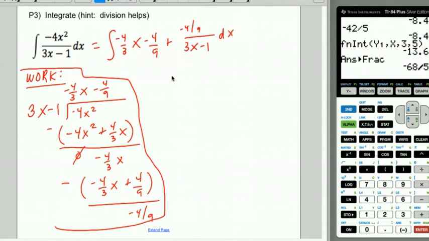So again, the first two are going to be fairly straightforward, right? This is going to become a negative 4x squared over 6, which we can simplify into a negative 2/3 if you want, right? Minus 4/9 x.